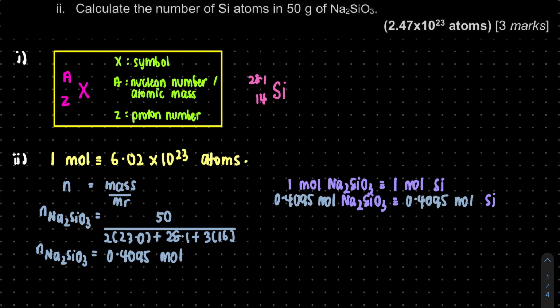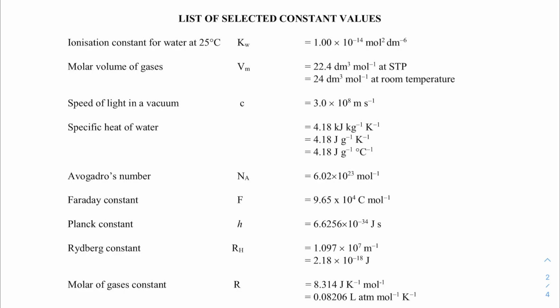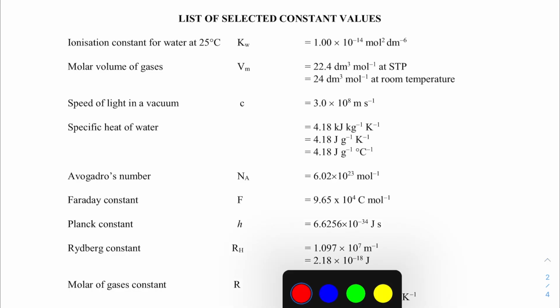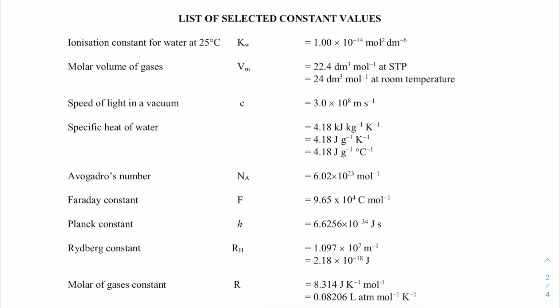Okay, so back to the question. They ask you to calculate the number of atoms. And then we know that 1 mole is equivalent to 6.02 exponent 23 atoms. So we're going to find out the atoms. Si atoms is actually number of mole of Si times the Avogadro constant. If you don't remember the value for the Avogadro's constant or the Avogadro's number, you can refer to the list of constants. Here is the Avogadro's number itself, the symbol is Na, and this is the value.